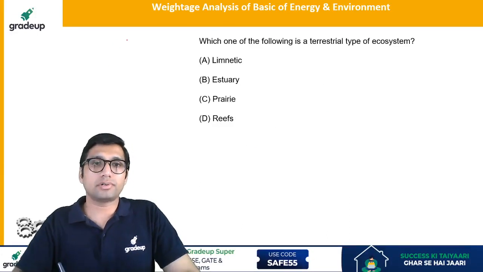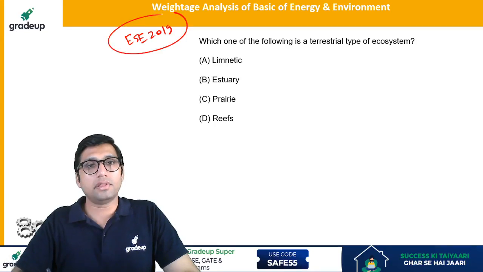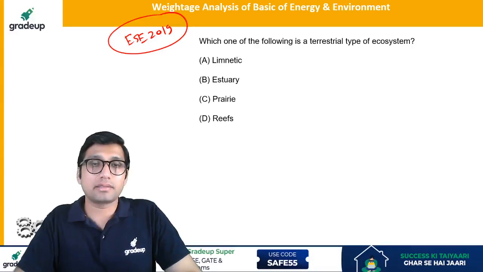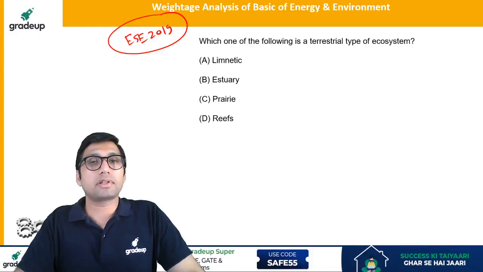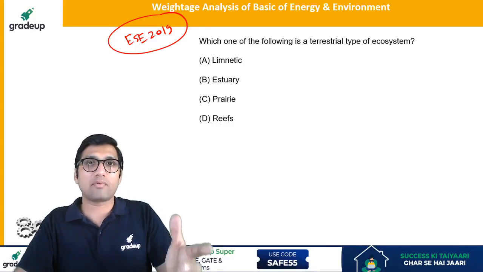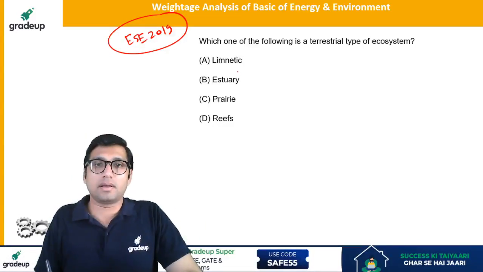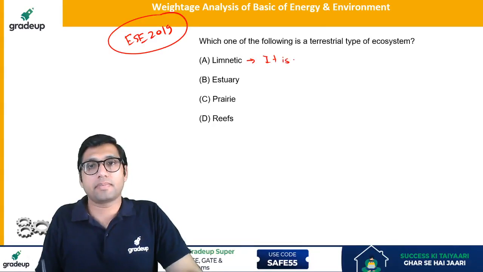Next question. This question also came in ESE 2019. This question is from the topic of environment and its conservation, which is also one chapter of the subject. Which one of the following is a terrestrial type of ecosystem? There are different types of ecosystem, aquatic and terrestrial. See, limnetic is basically a region in an aquatic ecosystem. Aquatic means related to water.